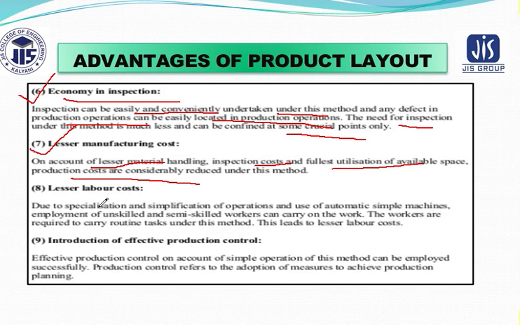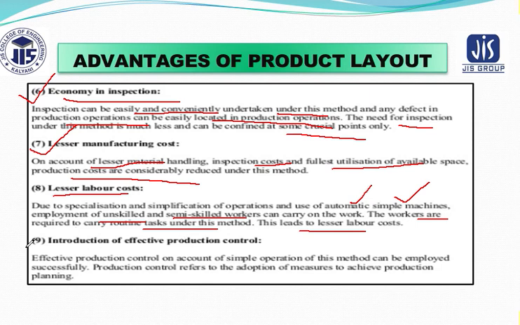I have also told you lesser labor cost, because due to specialization and simplification of operation, and basically we are using automatic simple machines, employment of unskilled or semi-skilled workers can carry out the work. So the workers are required to carry out just the routine task under this method, and this leads to lesser labor cost also. You do not need any skilled labor. You can go with unskilled or semi-skilled labor, and they are defined with their routine task. So the labor cost is also less.